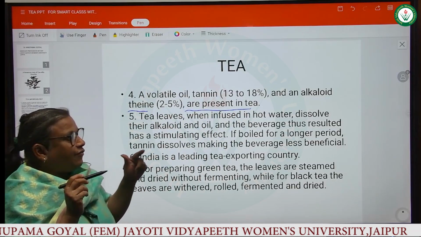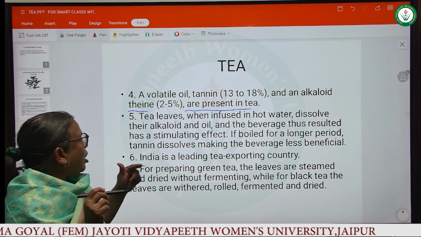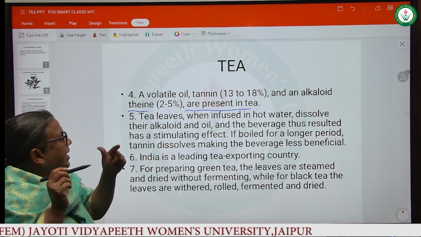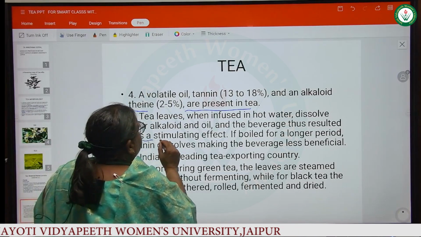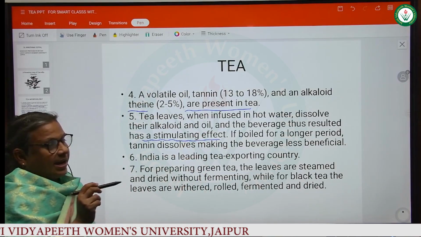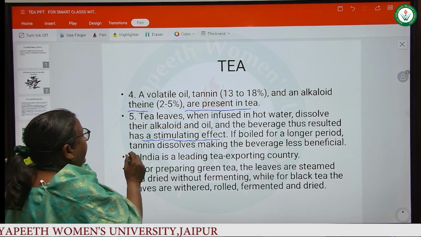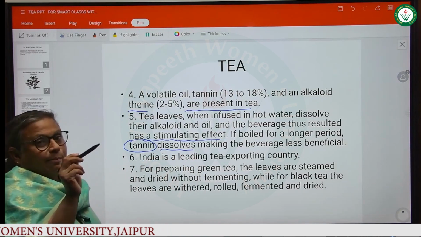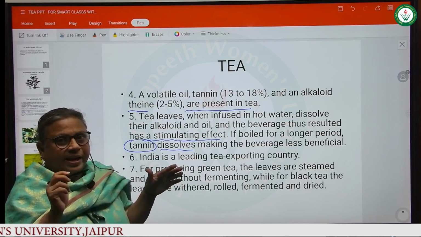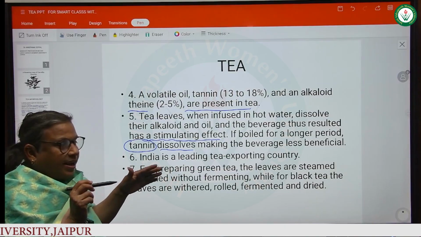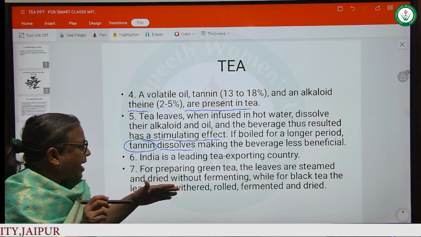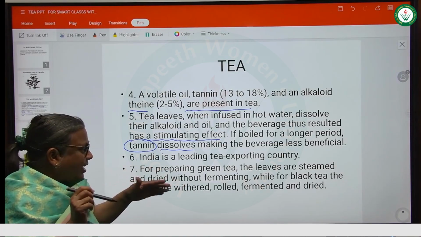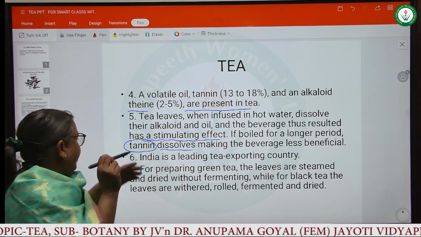Tea leaves, when infused in hot water, dissolve their alkaloid and oil, and the resulting beverage has a stimulating effect. If boiled for a longer period, tannin present in the leaves dissolves, making the beverage less beneficial. India is a leading tea exporting country. For preparing green tea, the leaves are steamed and dried without fermenting, while for black tea, the leaves are withered, rolled, fermented and dried.